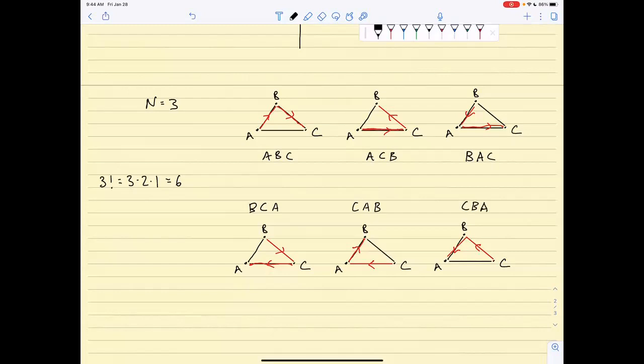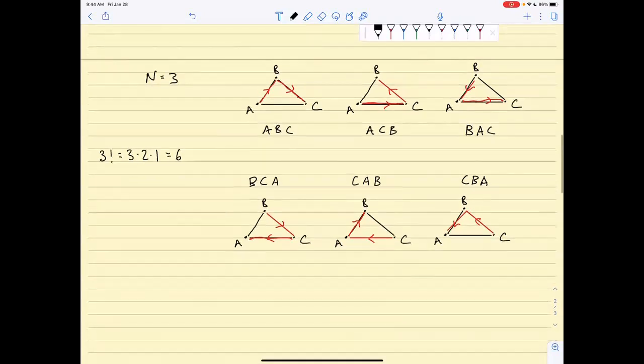So here we see this correspondence. We see the 6 paths, we see 6 permutations of 3 letters, and we see the number 6 calculated as a factorial. Okay. Now, why is it that 6 is the number? Why is it that it's 3 times 2 times 1?